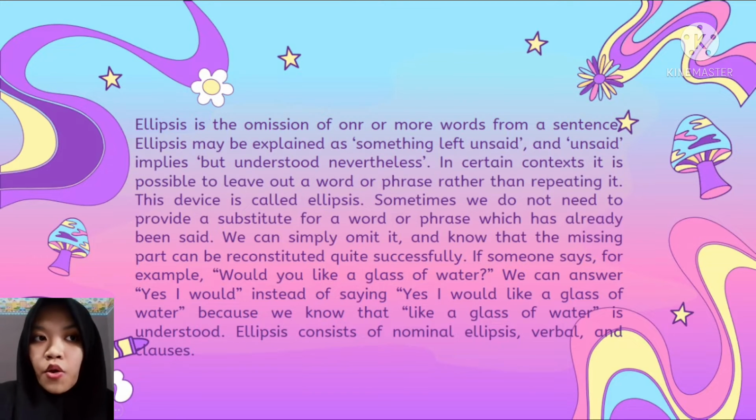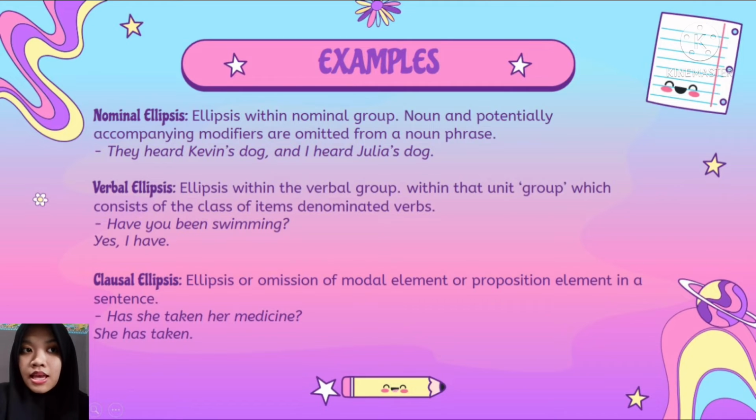If someone says, for example, would you like a glass of water? We can answer, yes, I would, instead of saying, yes, I would like a glass of water, because we know that like a glass of water is understood. Ellipsis consists of nominal, verbal, and clausal ellipsis. Nominal ellipsis: within the nominal group, the noun and potentially accompanying modifiers are omitted from a noun phrase. For example: they heard Kevin's dog and I heard Julia's dog.